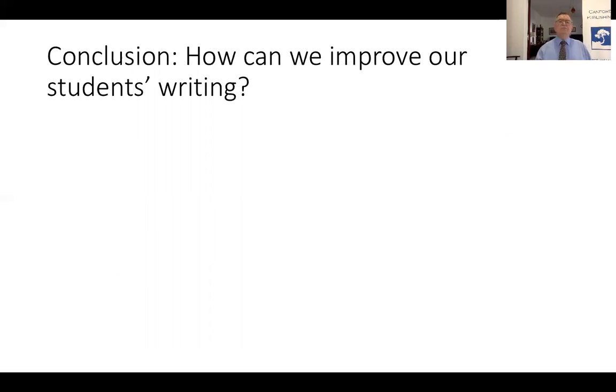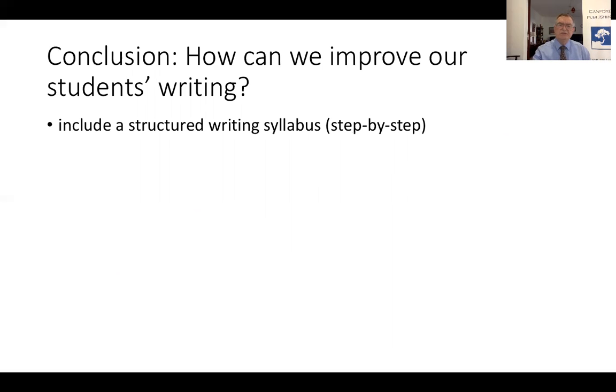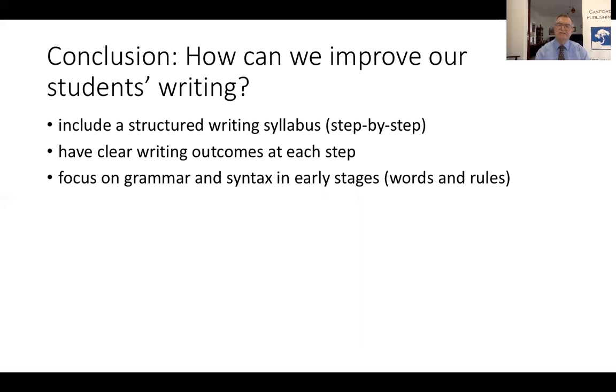I'll just conclude by trying to answer this question. A lot of teachers, when I've done workshops, ask this question: how can we improve our students' writing? So drawing on some of the points that I've made here, include a structured writing syllabus. And I favor this step-by-step approach, focusing on consolidation before moving on to another level. Have clear writing outcomes at each step, outcomes that can be clearly described and clearly assessed. Focus on grammar and syntax at the early stages, words and rules. It's very difficult to divorce writing from grammar and syntax at the early stages. It's so important.